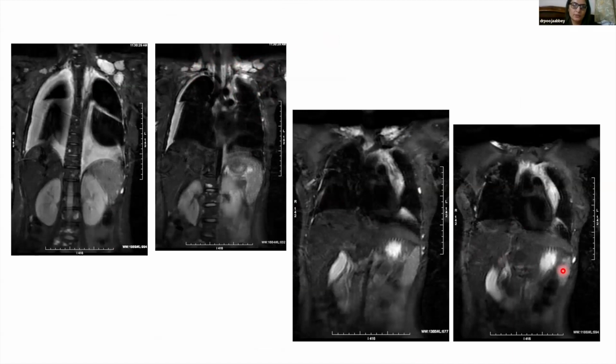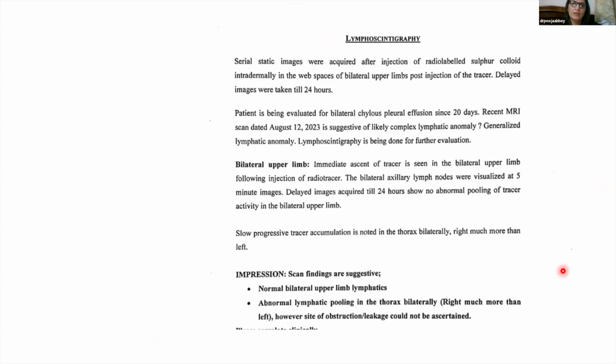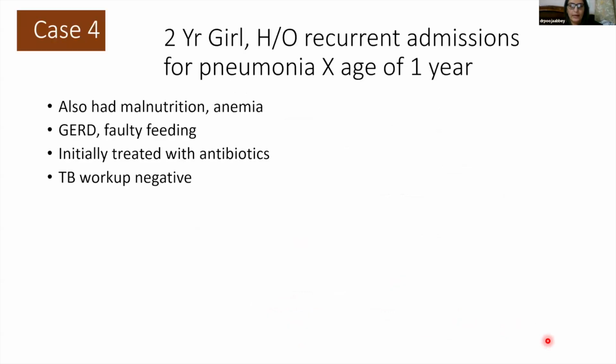So the final diagnosis in this child was complex lymphatic anomaly, and this child has been on treatment. They did a lymphoscintigraphy for her, which was probably not very helpful, but showed abnormal lymphatic pooling in both the pleural cavities. So that was that.